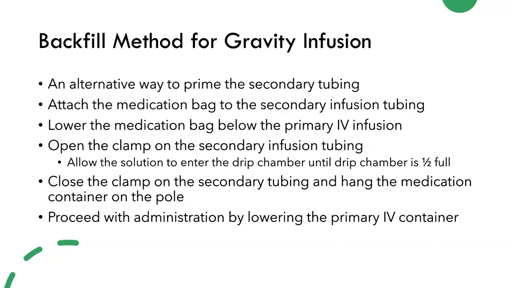So you would attach the medication bag to the secondary infusion tubing. So you wouldn't prime first in this situation. Then you would lower the medication bag below the primary IV solution and open the clamp on the secondary infusion tubing. This would cause the solution from the primary bag to enter the drip chamber until the drip chamber is half full. So this is just another way to prime. Then you could close the clamp on the secondary tubing and hang the medication container on the pole, and then proceed with the administration by lowering the primary IV container.